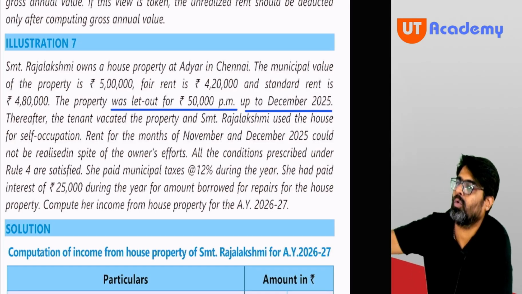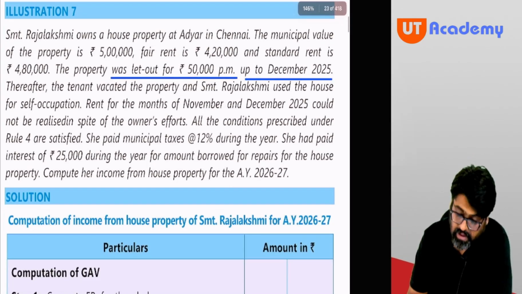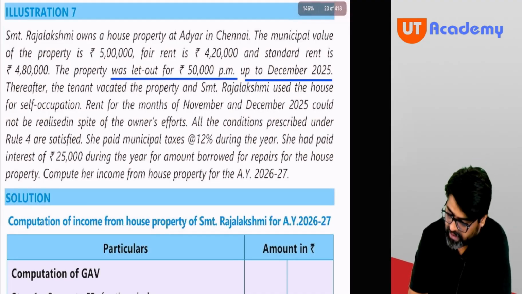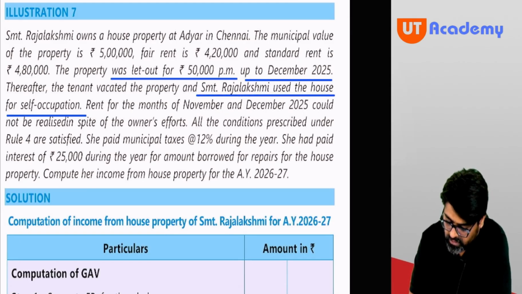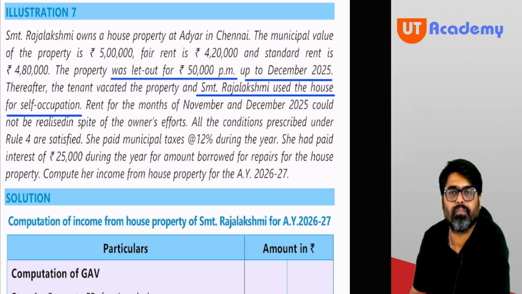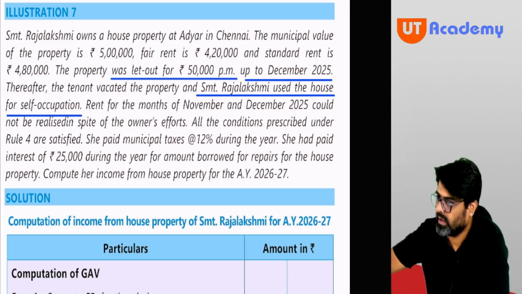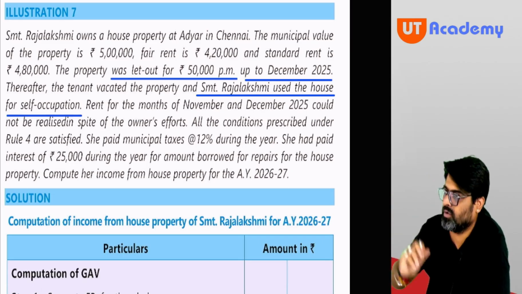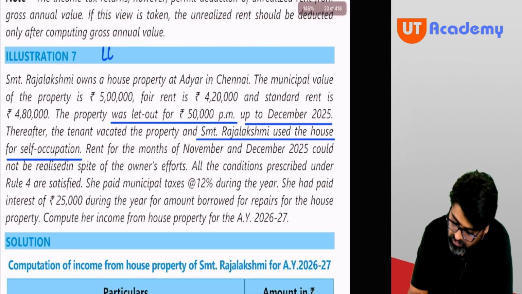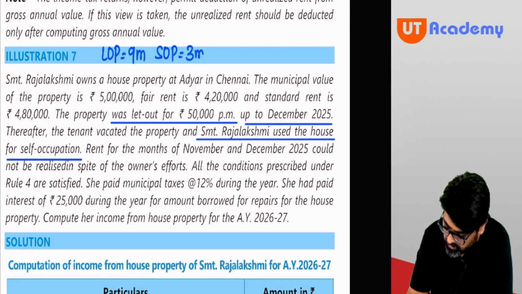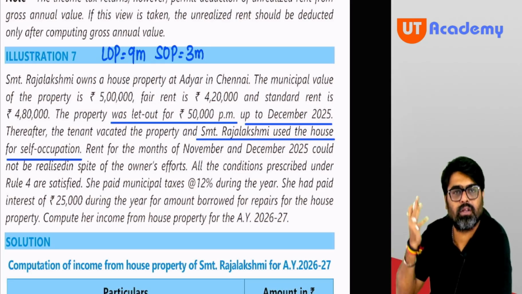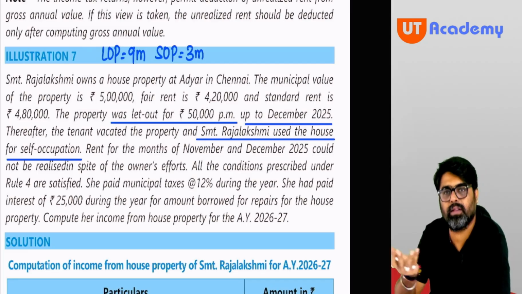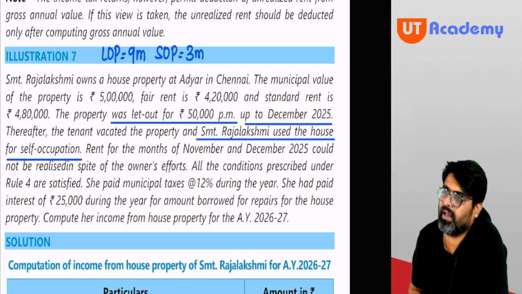Is the property let out throughout the year or only up to December? Now what is happening thereafter? Thereafter the tenant vacated the property and Srimati Rajlakshmi used the house for self-occupation. Meaning that from January, tenant vacated and Rajlakshmi started using it. So can I say property is let out for how many months? 9 months. And it is self-occupied for 3 months. Yes or no? Partly let out, partly self-occupied based on time. What we have to do? We have to consider this property as LOP as per section 23(3).